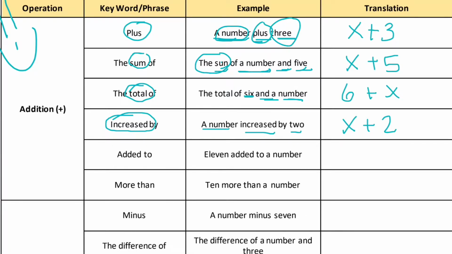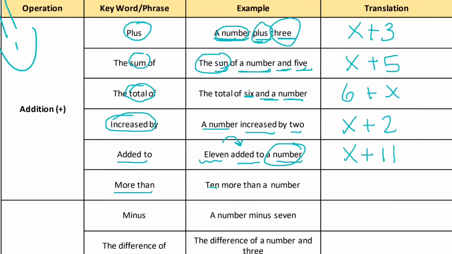When we get to the bottom 2, we have to think for a second about what we're doing. Added to, this has even the word add in it. More than, I think you guys know to add. But when we look at the actual example, we have to think about the order that it's in. If I say 11 added to a number, which one am I starting with? Am I starting with 11 and adding the number, or am I starting with the number and adding 11? If 11 is being added, that means the number must be the thing I'm starting with, and it has to come first. Okay?